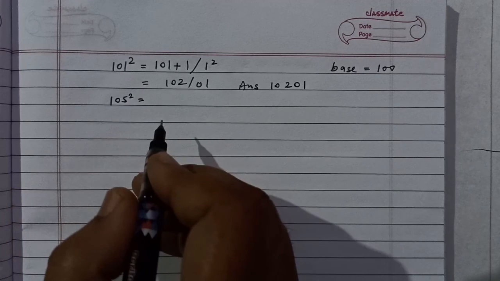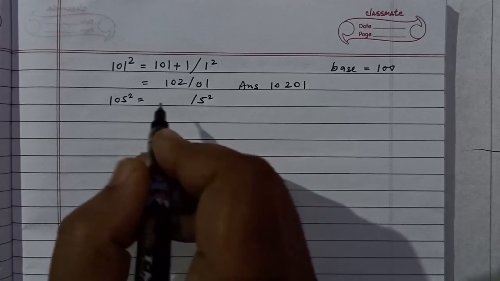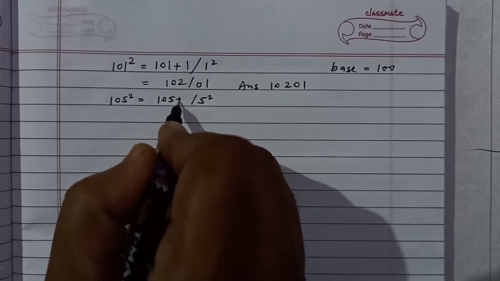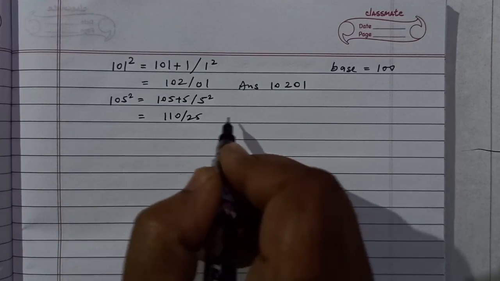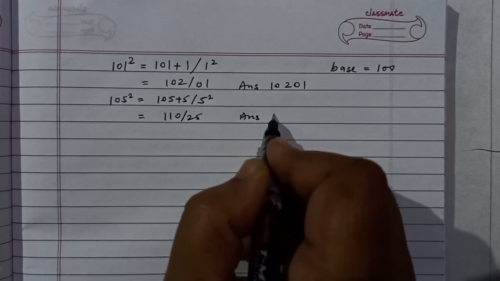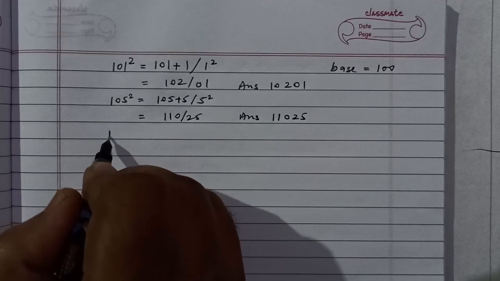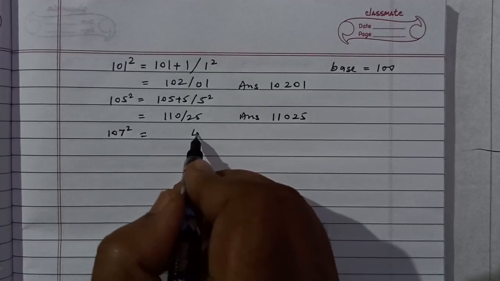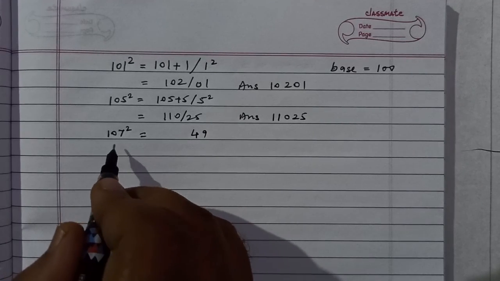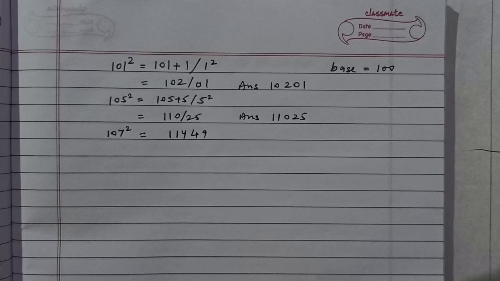105 square. 5 square, 105 plus 5 is 110, 25. Answer is 11,025. 107 square. 7 square is 49. 107 plus 7 is 114. So the answer is 11,449.